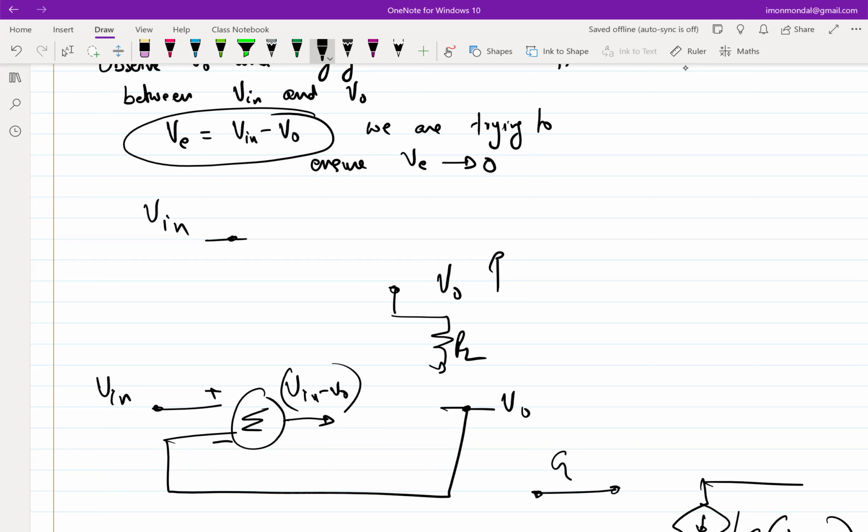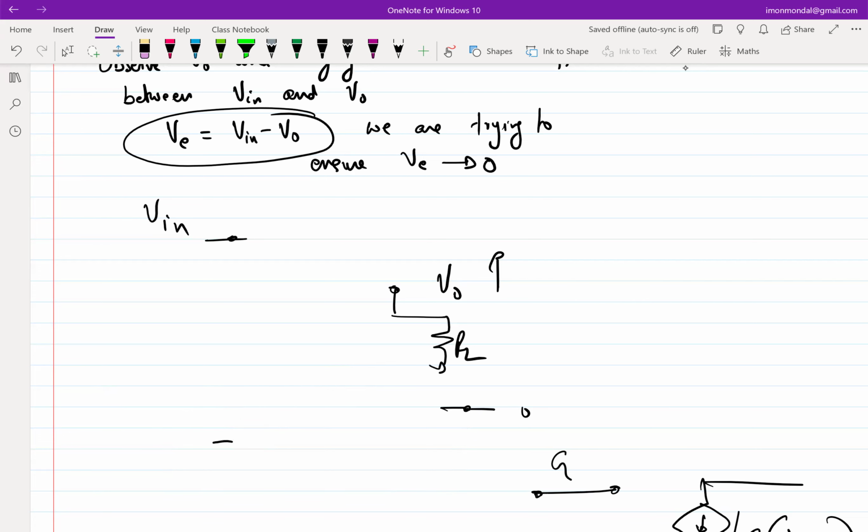But how do I connect up the transistor in this case? So we need to use a transistor, that much we understand. So let's say I put a transistor here. And I need to generate a VE, which is V in minus V naught. Now note that the error voltage can be V naught minus V in or V in minus V naught. Doesn't matter, because ultimately I want to push it to zero. So now the question is, how do I connect it up, right?